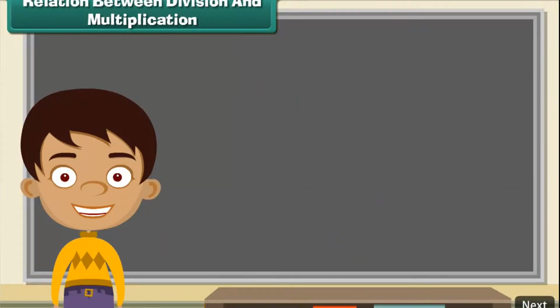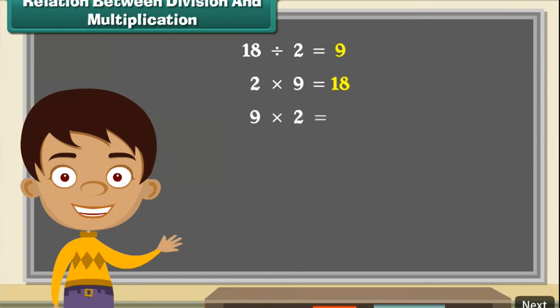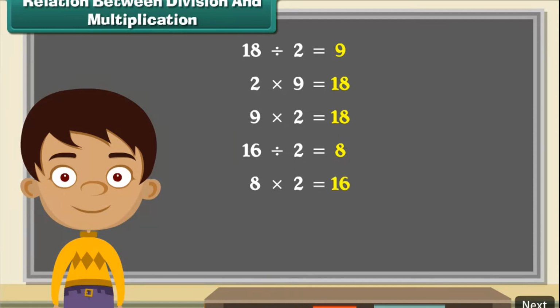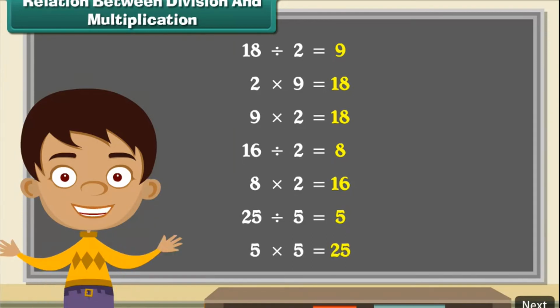Relation between division and multiplication. Friends, 18 divided by 2 is 9. And if we multiply this 2 and 9, we get 18. 2 multiplied by 9 is 18. 16 divided by 2 is 8. And 2 multiplied by 8 is 16. Similarly, 25 divided by 5 is 5. And 5 multiplied by 5 is 25.